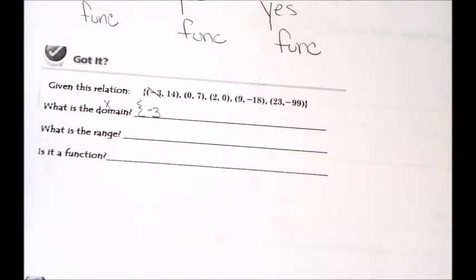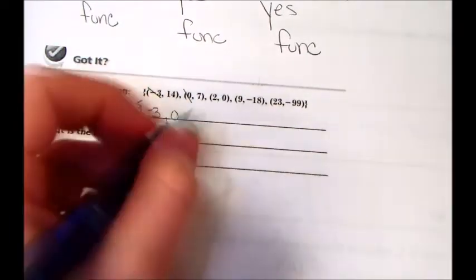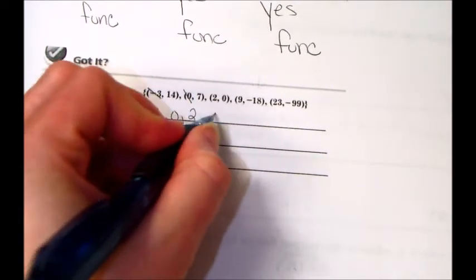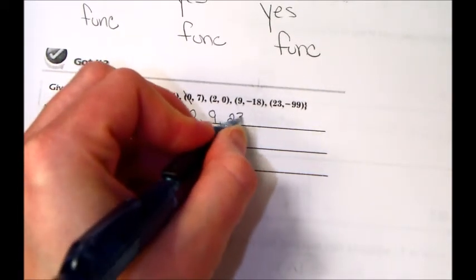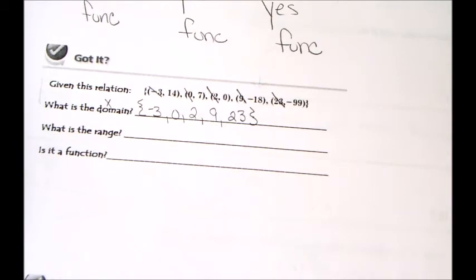Next lowest x is 0. Oh, look, they're even in order for us. How kind. 2, 9, 23. You always want to make sure they're in order before you assume they're in order, because they might not be.